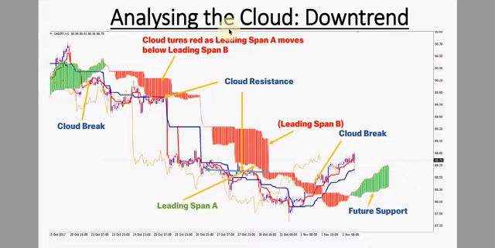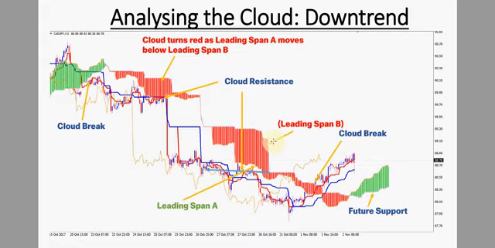Similarly here, this is a downtrend scenario. We broke the cloud downwards. We see that the cloud has now turned to resistance here. It's helping us to protect the price from rising. Also here, it protects the price from going up.